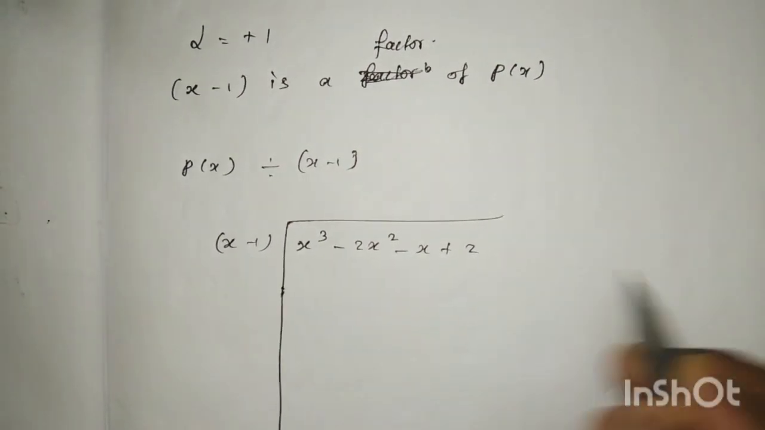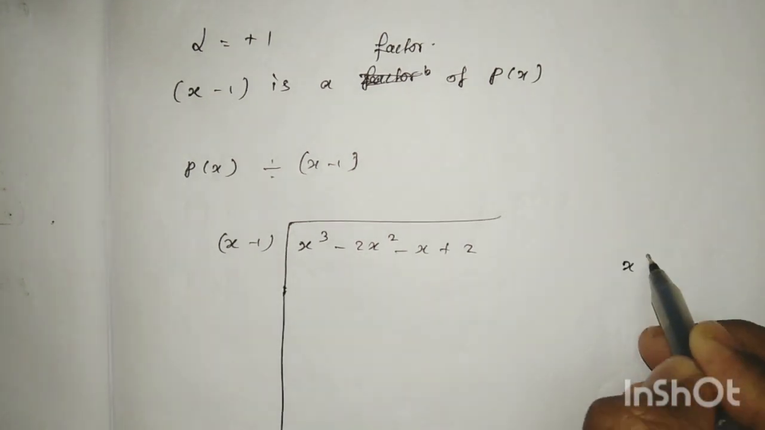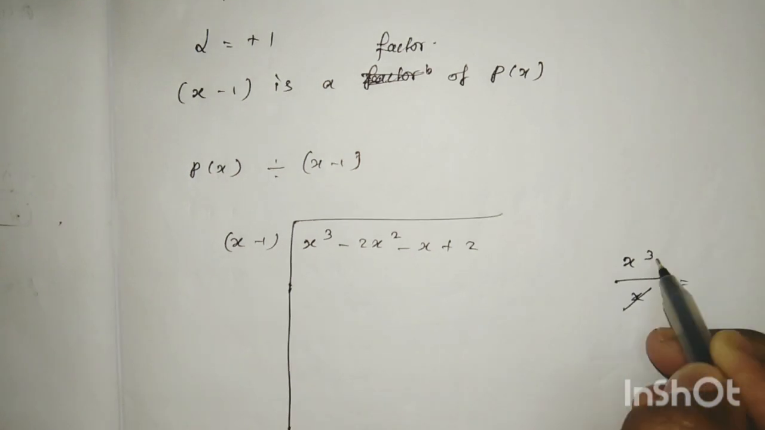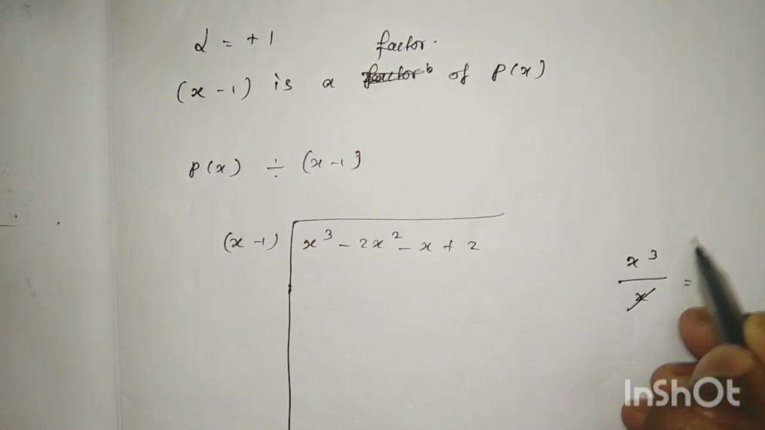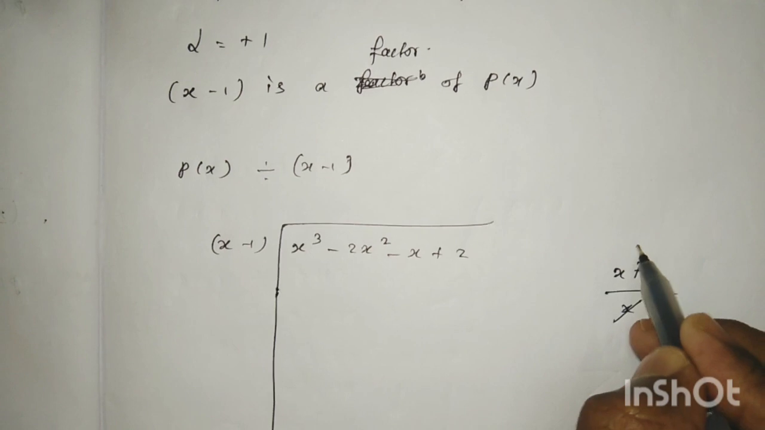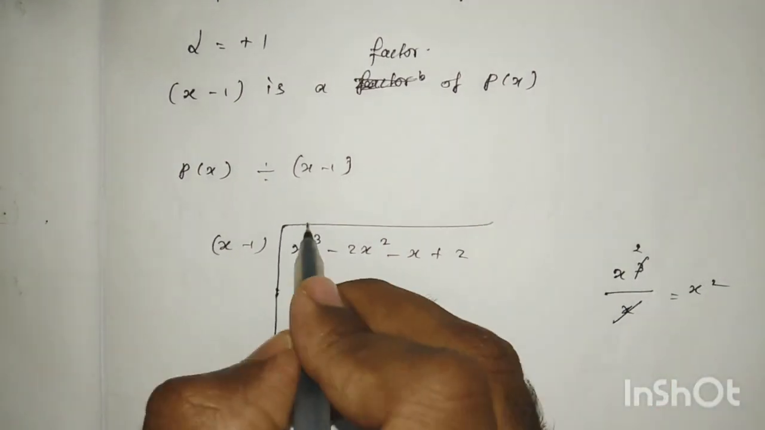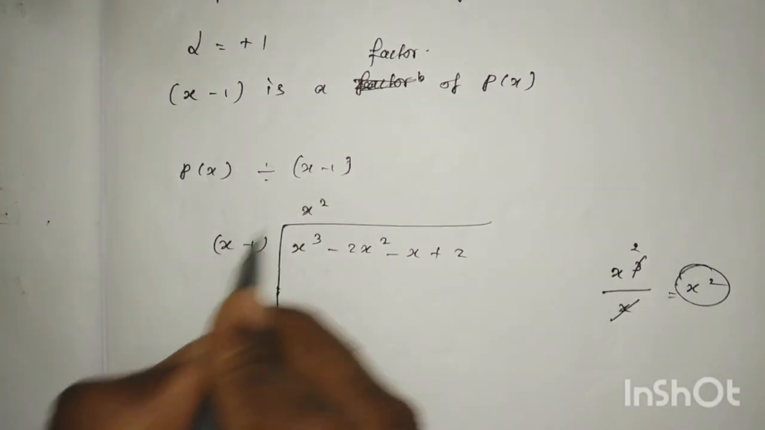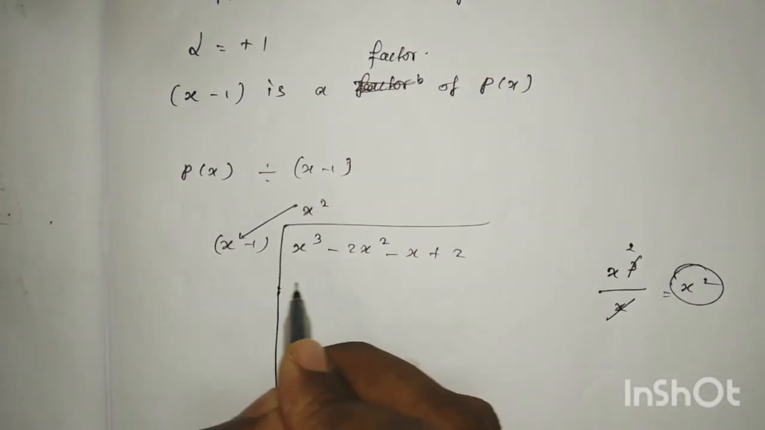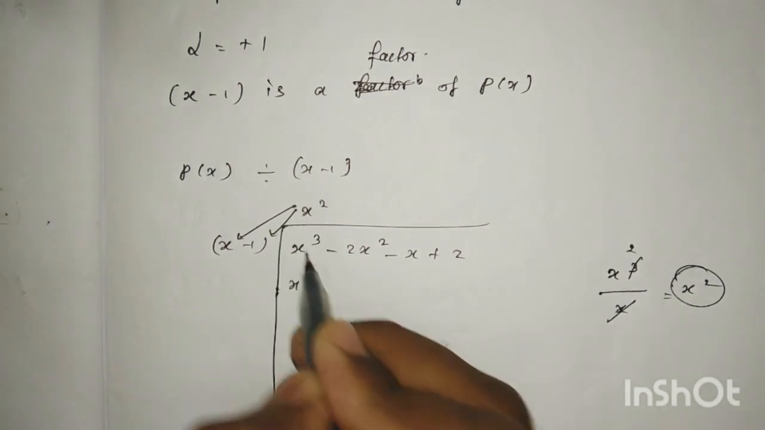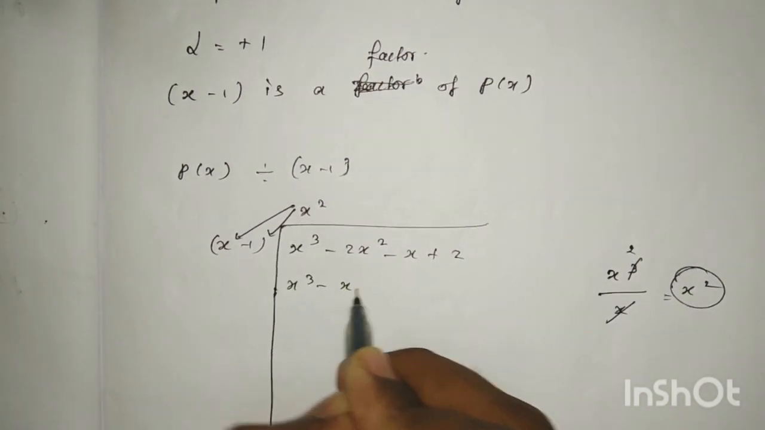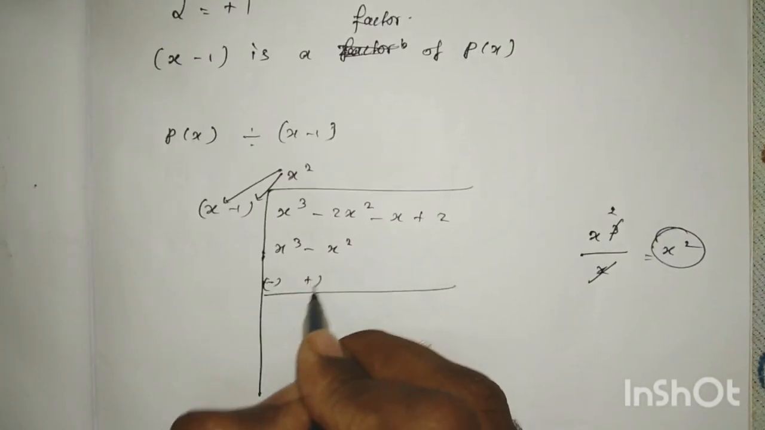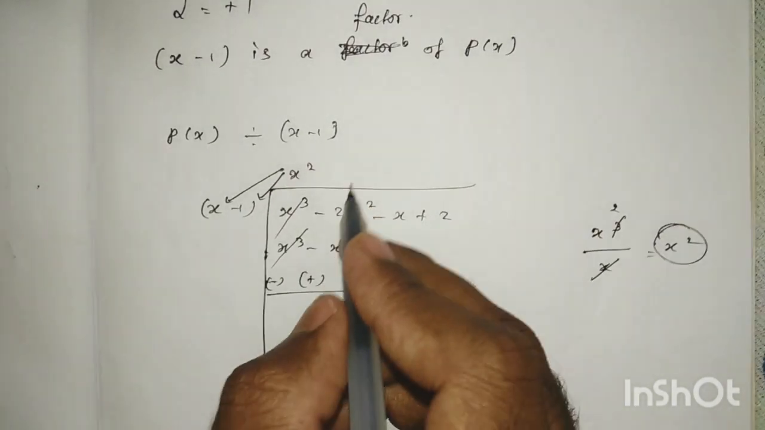Now, as usual, first you take the first term x cube divided by the first term x. So what is the remaining? x cube, x into x, so x can be cancelled, remaining x square. So you can put it here, x square. x squared into x is x cube. Then x squared into minus 1 is minus x square. Now you change the symbol: minus becomes plus. So x cube minus x cube is 0, cancelled.